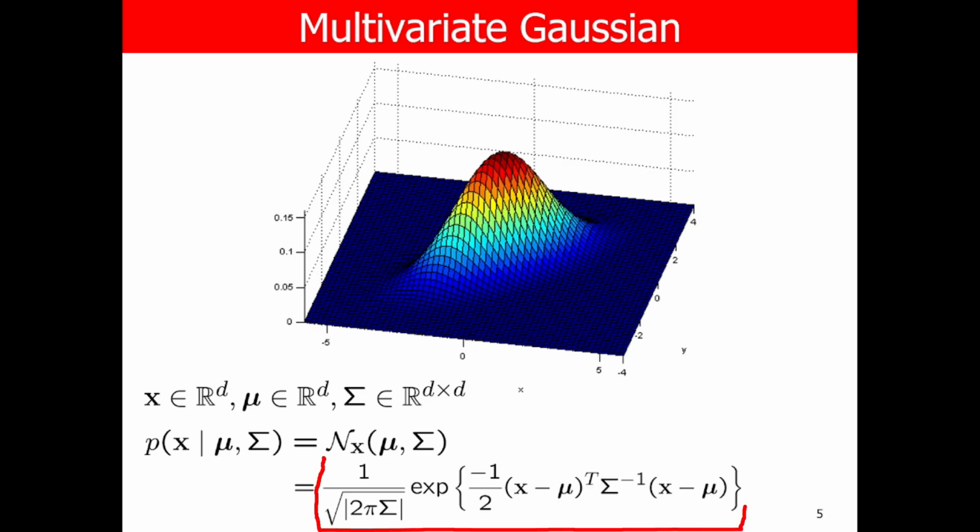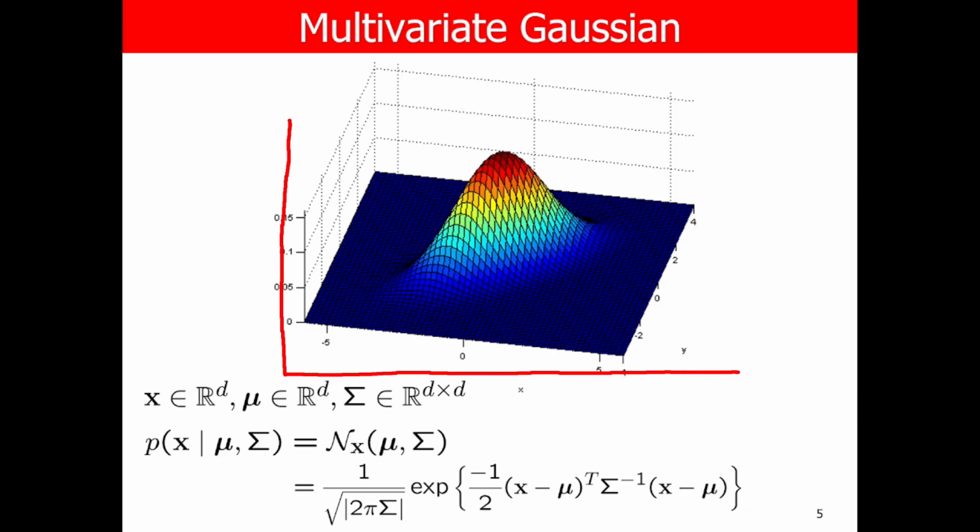This expression is the density function of the multivariate Gaussian distribution, and this is how the surface of a multivariate Gaussian distribution looks like. Here, this expression means the determinant. That is, we have to take the determinant of 2 pi times sigma.